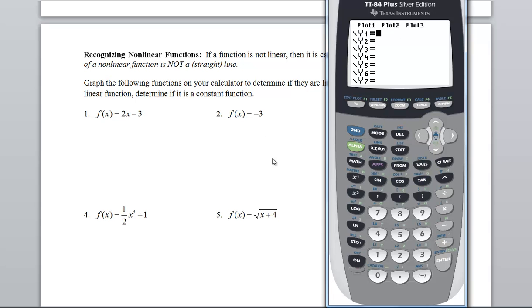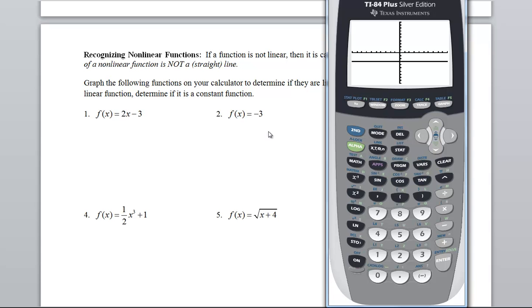Number 2, to indicate a lead-off negative, you have to hit the negative in parentheses. Now before I ask it to graph, I want you to think about this. The only way that x would not be here is if it had a coefficient of 0. Let me ask this to graph. If you'll notice, it is a linear function. It's a straight line. If you'll also notice, it's horizontal. Slope is 0. Another way I could write this would be y equals 0x minus 3.